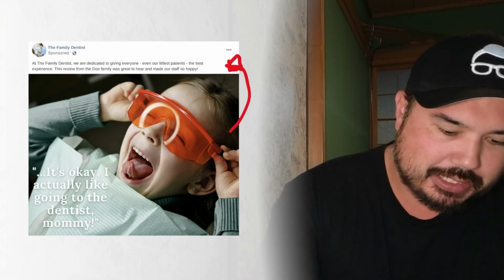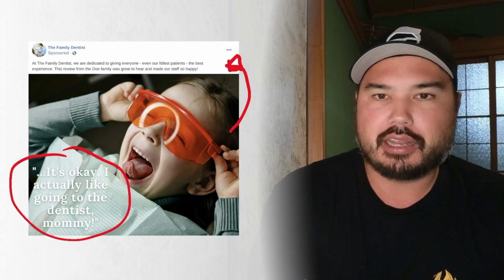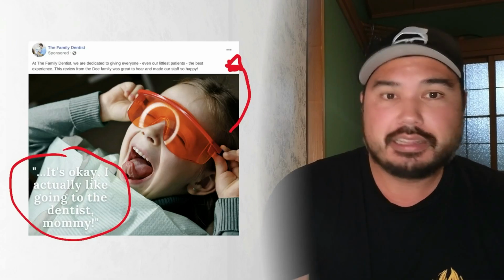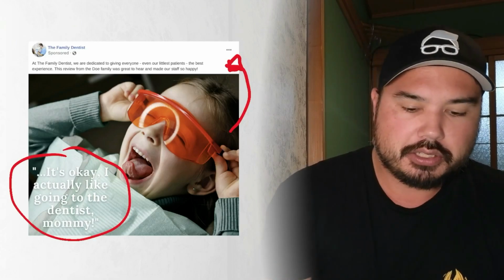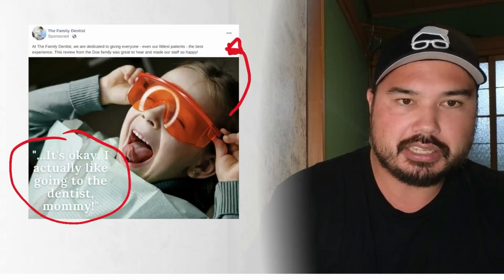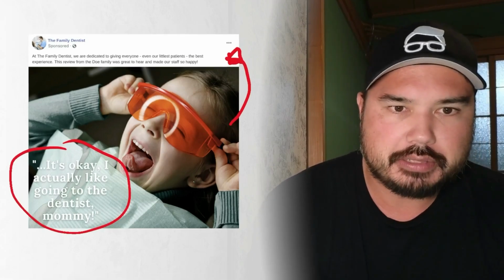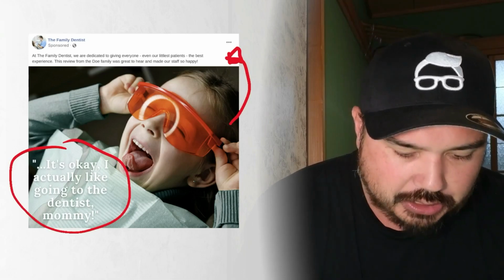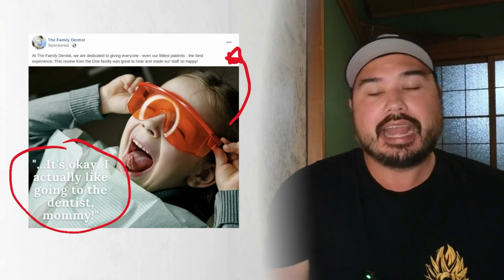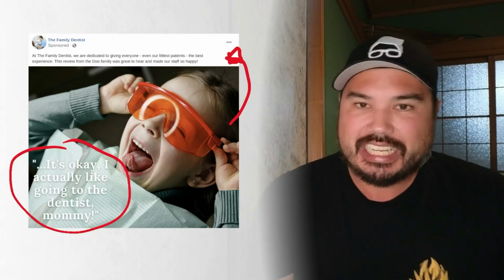And this text is brilliant. It's just the wrong color. That text, if it was a different color and maybe a different font, this ad would just about be perfect, because the problem is it's not readable. The picture is, but the text isn't. Even when you go here, you really have to squint to see what it is. And for those who can't read it, it says, "It's okay, I actually like going to the dentist, mummy." Now, as a parent who this ad is targeting, that's the outcome we want to hear from our child.